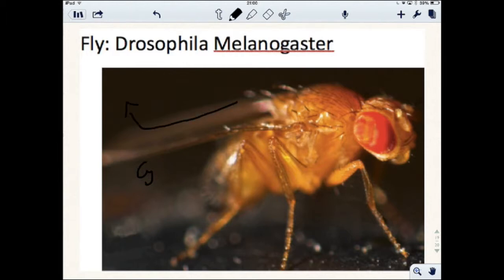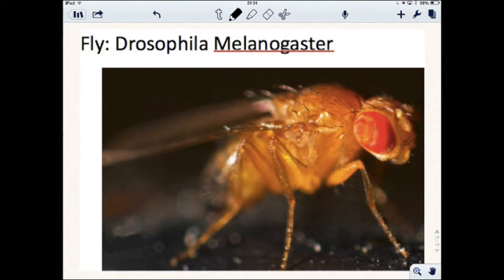The ebony mutation gave rise to a black body and black wings in the Drosophila. Stubble, which was signified with an SB, was a mutation that caused thicker and shorter bristles on the back of the Drosophila.